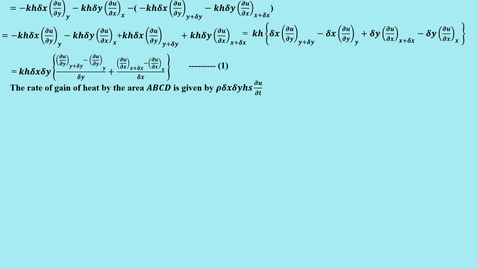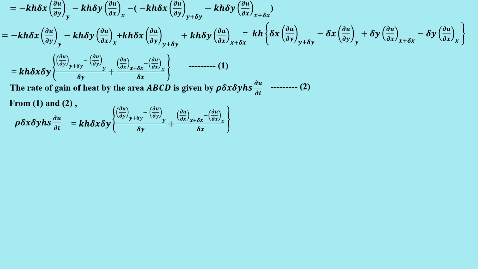The rate gain of heat by the area ABCD is given by rho del x del y h s ∂u/∂t, right? So that is equation number 2. So from 1 and 2, rho del x del y h s ∂u/∂t is equal to k h del x del y times ∂u/∂y at y plus del y minus ∂u/∂y at y divided by del y, plus ∂u/∂x at x plus del x minus ∂u/∂x at x, all divided by del x.